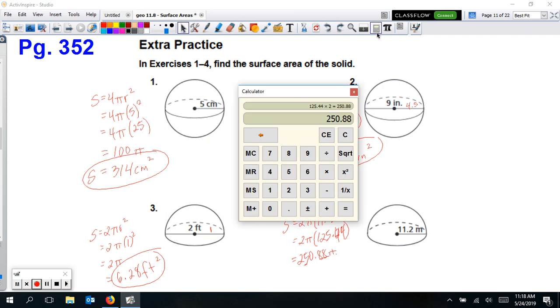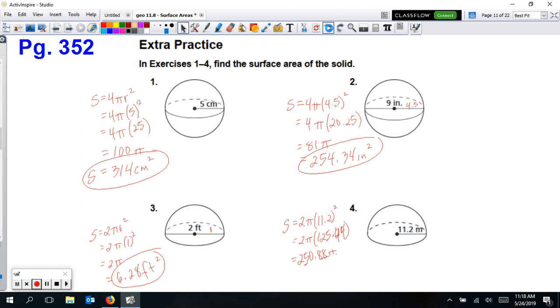So when I multiply this now times pi, 3.14, that's going to be approximately 787.76 if we go to 2 decimal places. So there's your answer. Approximately 787.76 meters squared. All right, so that's finding the surface area, which is not hard to do once you just know your formula and use your formula. All right, we're going to move on to volumes next.